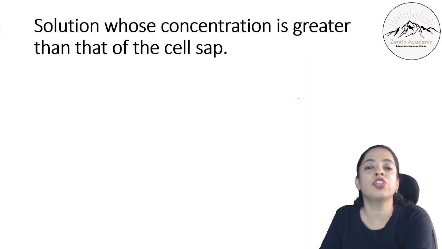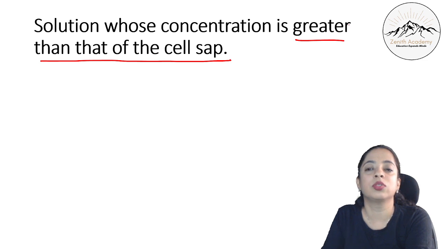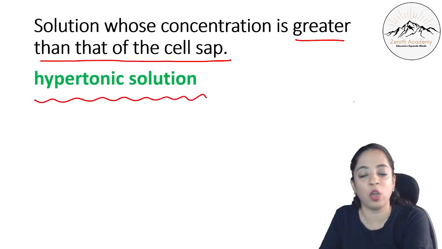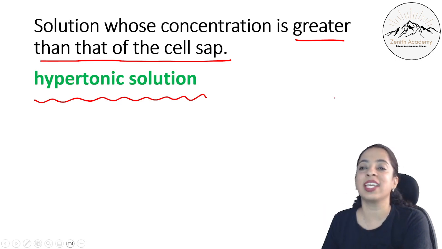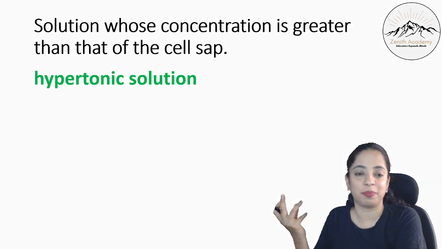Next, solution whose concentration is greater than that of a cell sap. Answer is hypertonic solution. We all know this very well. I am just taking these sessions so that you know how the objective questions are asked.